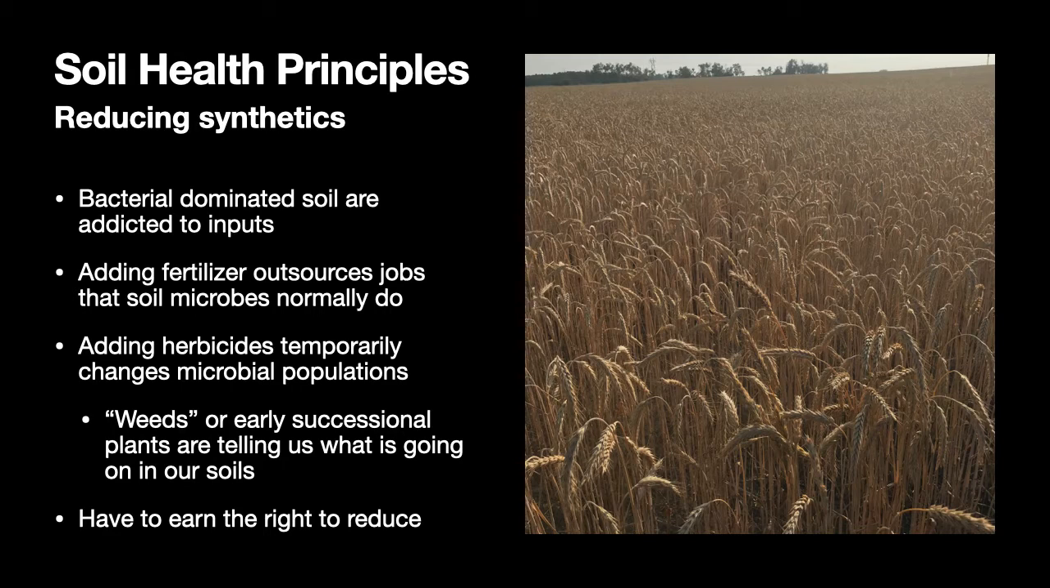So when we see weeds like redroot pigweed or lamb's quarters, that tells us that we have a high nitrate load in our soil, and we have to figure out a way to tie up that nitrate. Once again, bacterial soils will produce high nitrates. Nitrates in the soils will produce weeds. How do we get around that?